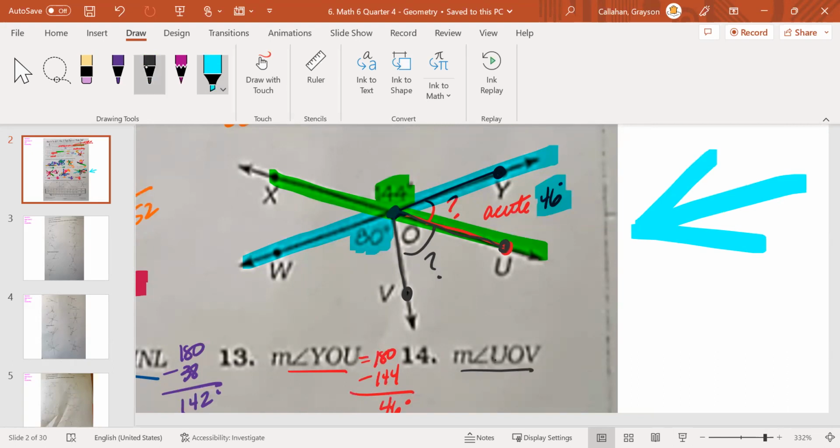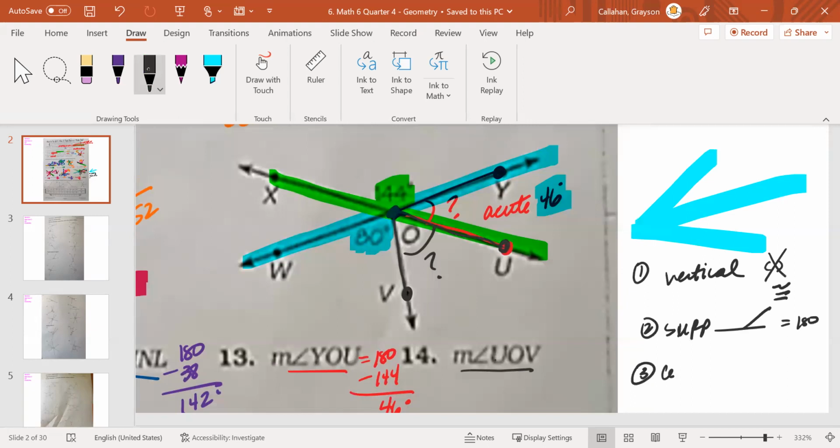So just remember the three that will always help you is vertical. Vertical angles are angles like this. They're opposite and they are congruent. They're equal to each other, okay? Supplementary, which means they create a straight line and they add up to 180. And the last one is complementary, which means they add up to 90 degrees. Those are the only three that will help you right now, okay?